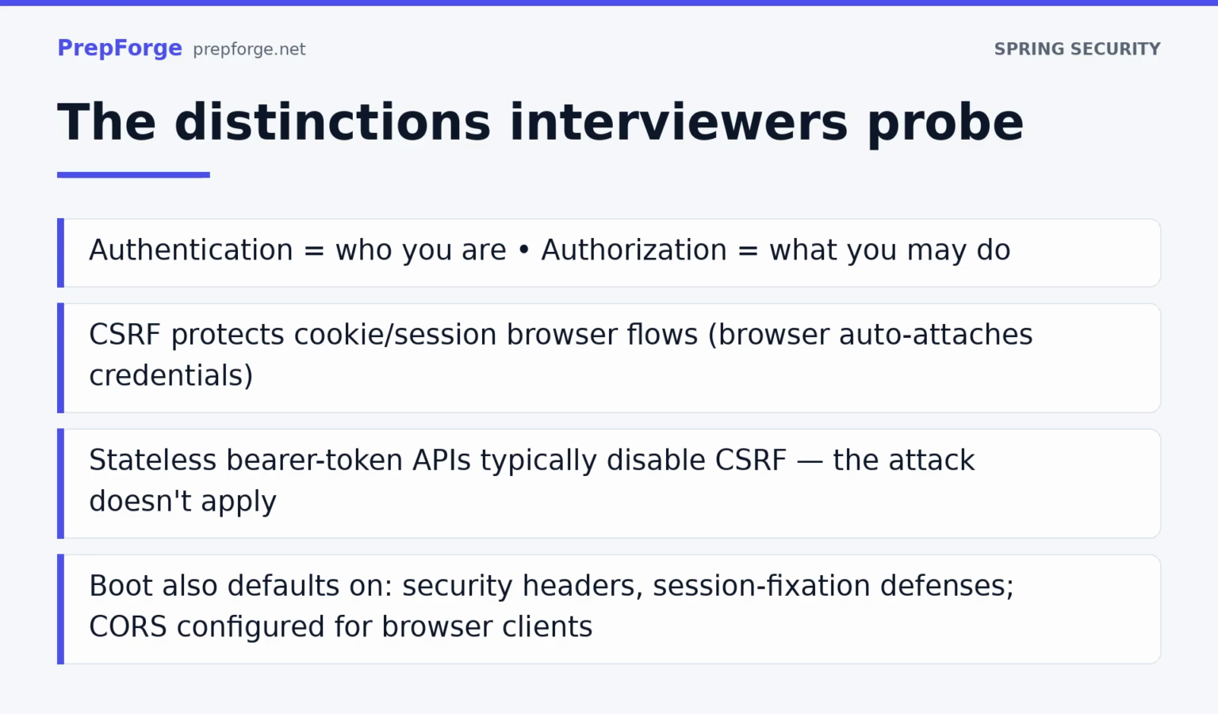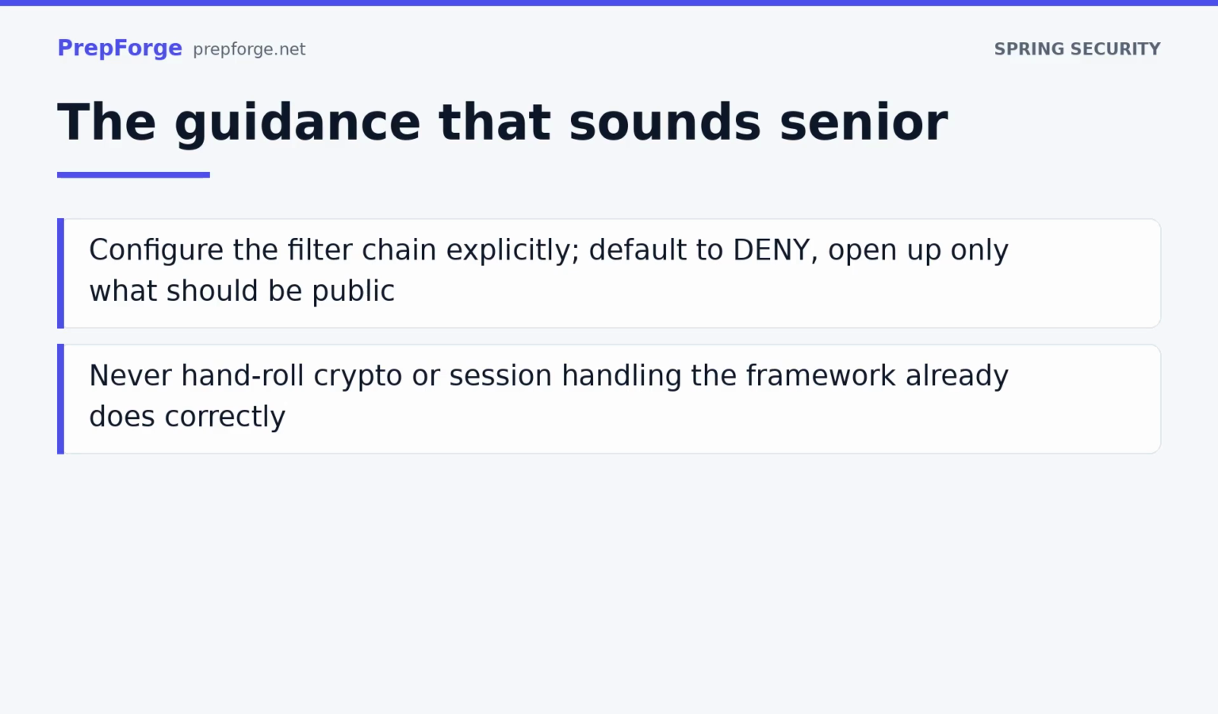Spring also hardens HTTP by default: security response headers, session fixation defenses, and integrated CORS configuration for cross-origin browser clients. Close with the guidance that sounds senior: configure the filter chain explicitly, default to denying access, and open up only what should be public, and never hand-roll cryptography or session handling that the framework already does correctly. Security interviews reward humility about rolling your own.